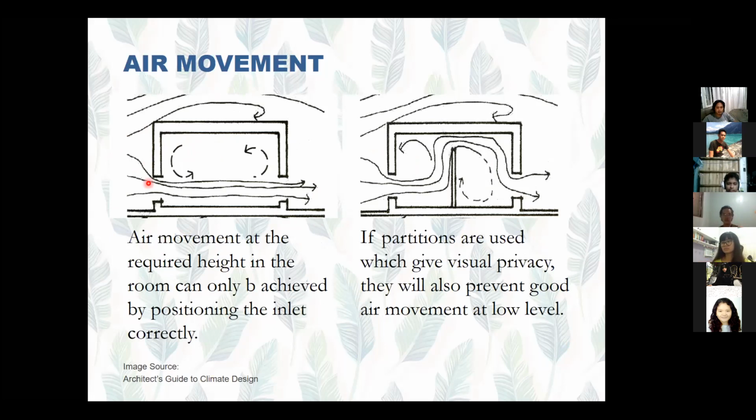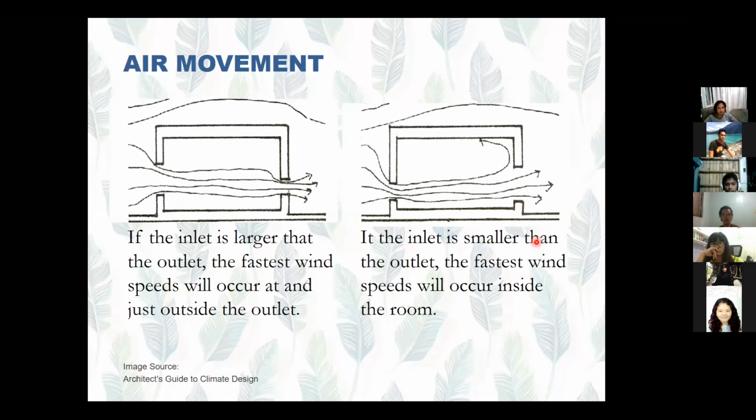Tapos, kahit may partition pa siya, okay lang as long as nasa lower part. It will just create a, kumbaga, leeward or blind side ng direction ng wind. Pero, at least, the intended area kung saan dapat may hangin is being hit. Yan. Ito isa sa mga common na dapat gina-consider in terms of size ng inlet and outlet. Now, if the inlet is larger than the outlet, the fastest wind speeds will occur at just the outside of the outlet. Ito.